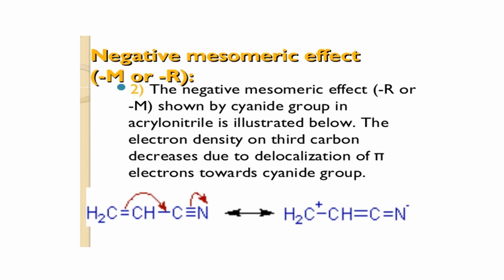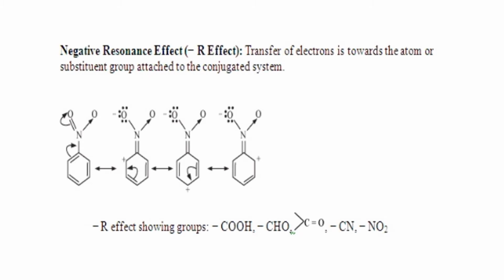For example, the negative mesomeric effect is shown by the cyanide group in acrylonitrile. The electron density on the third carbon decreases due to delocalization of pi electrons towards the cyanide group. The negative resonance effect is shown by nitrobenzene. Here, the transfer of electrons is towards the atom or substituent group attached to the conjugated system. The other groups showing minus R effect are carboxyl, aldehyde group, carbonyl group, cyanide group, NO2, etc.